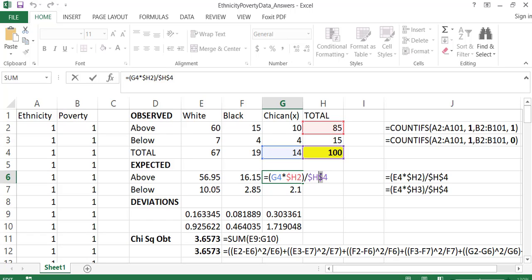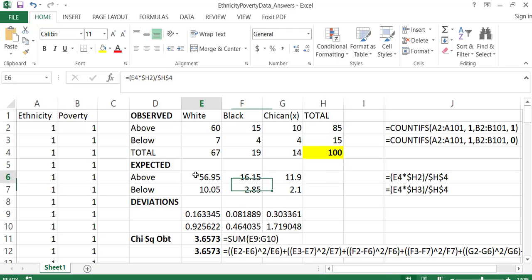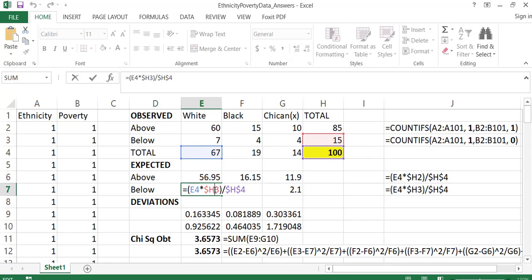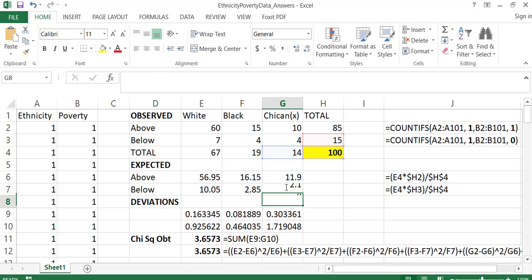Now that's useful because then I can take what I have in this first row and just copy it down as we've done before into the next row, because there we want to have E4 times H3, so the row total moves down. The column stays the same, so E4 and then F4 times H3 and then G4 times H3. So this gives us our expected values.